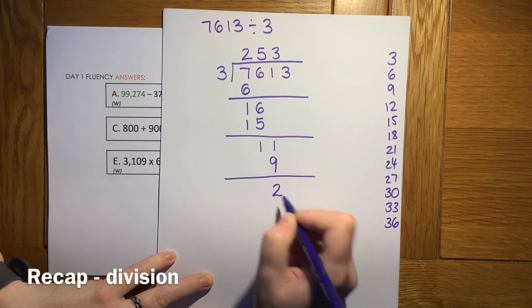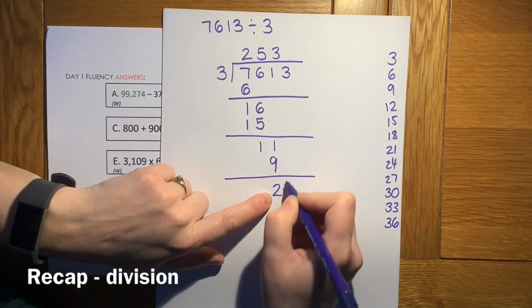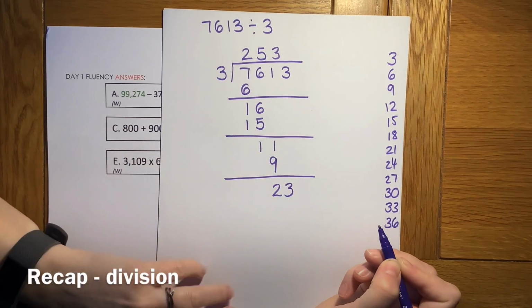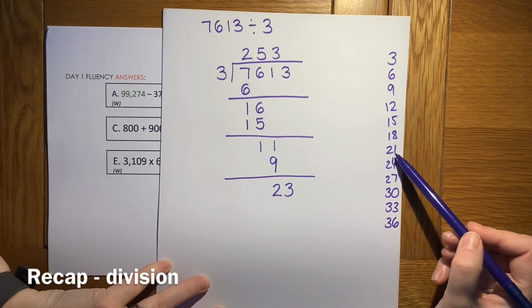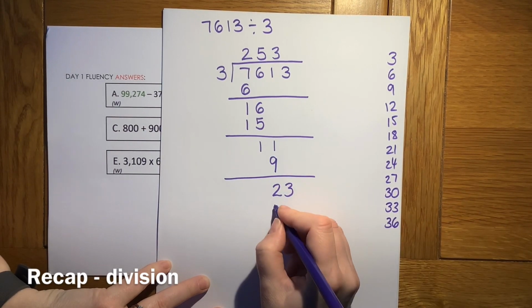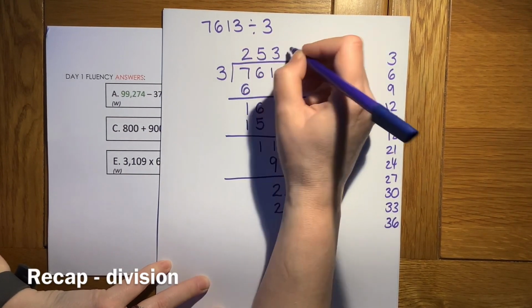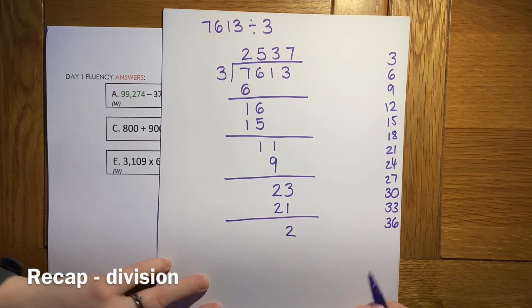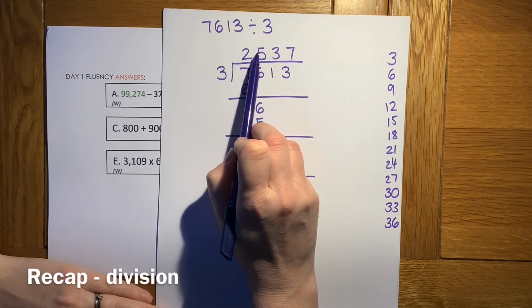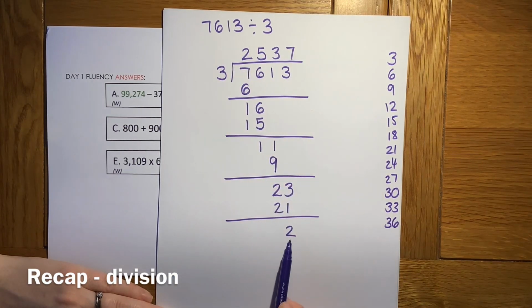I'm going to regroup those to become 21s. With these 3 ones, I'm going to put them all together. So I've got 23 ones. I can share 21 of them into 3 equal groups. And 21 divided by 3 is 7. And I'll have 2 left. So here's my answer, 2,537. I've got 2 left.